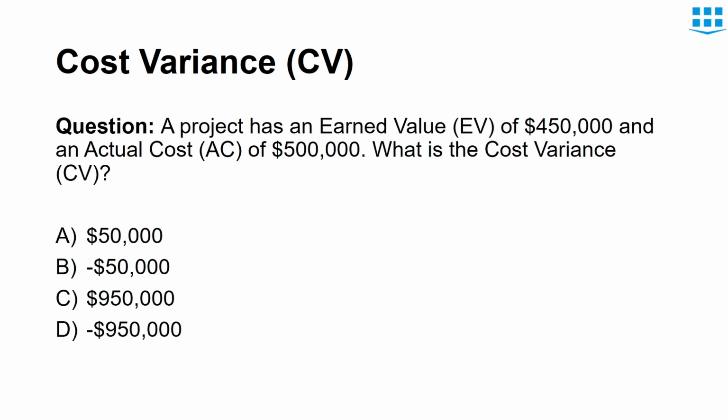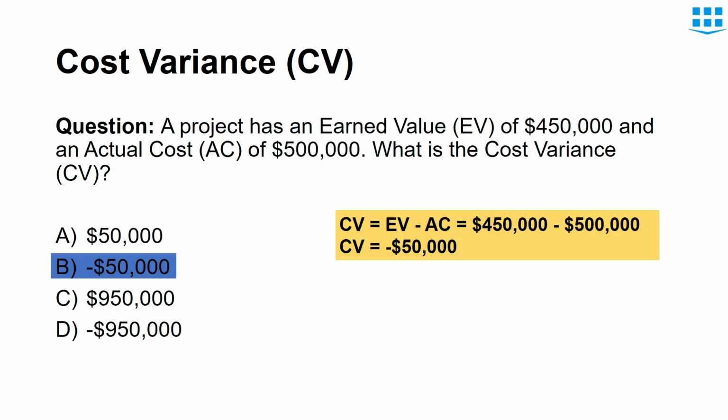Now, here is an example of cost variance. A project has an earned value of $450,000 and an actual cost of $500,000. What is the cost variance? Here we can see that the earned value is less than the actual cost. Therefore, the answer would be negative. So the answer is minus $50,000. This indicates that the project is over budget.